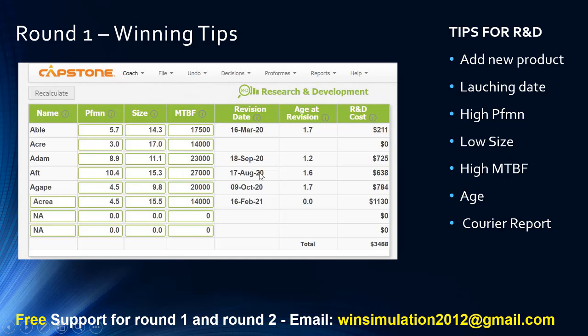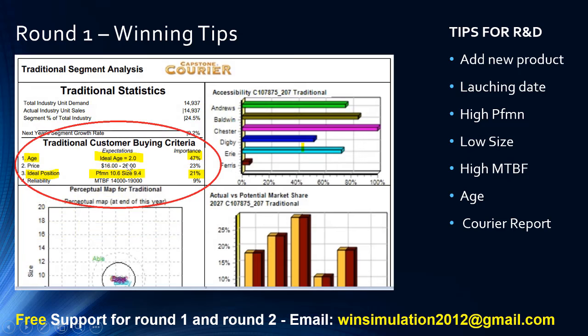We also need to check the launching date of the product in the same year. For example, you can see on the screen 2020, the same year, from June to September is okay, sometimes October. So the new product after the update can start selling well in the same year. We also need to keep performance as high as possible and size low, but how high and how low, we need to check the Courier report to see the customer preference.